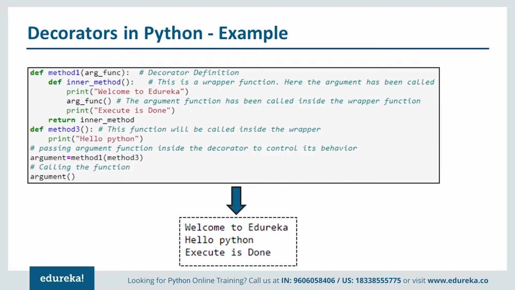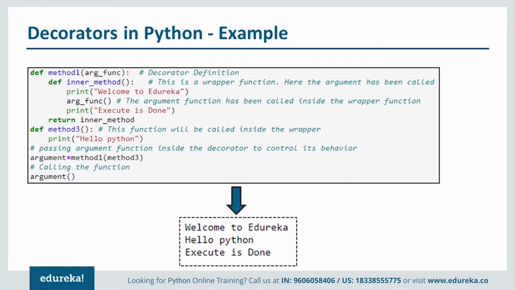Now the main part is the decorators here. Argument is equal to method 1 bracket method 3. This is where I'm making the argument a function, calling a function inside a function. You cannot directly call a function with a function as an argument like that. Instead, you have to create a decorator, and in this case we are using the argument as a decorator. I'm passing method 1 as a function to the argument, but I'm also giving method 3 as an argument to method 1.